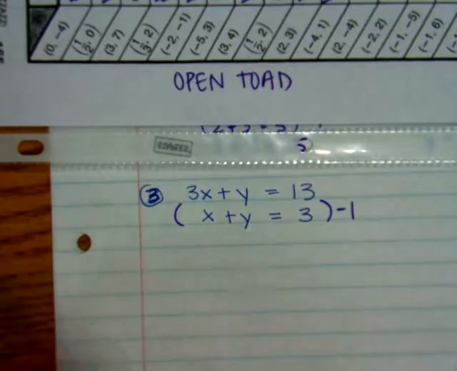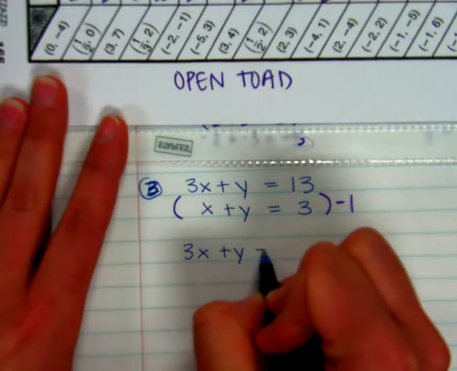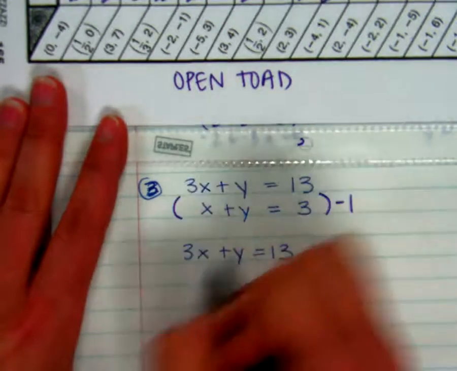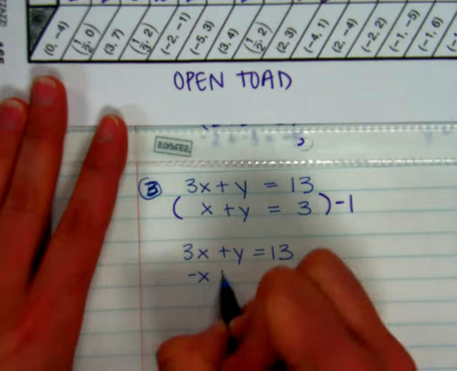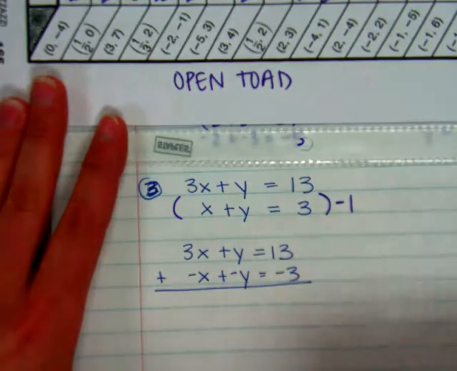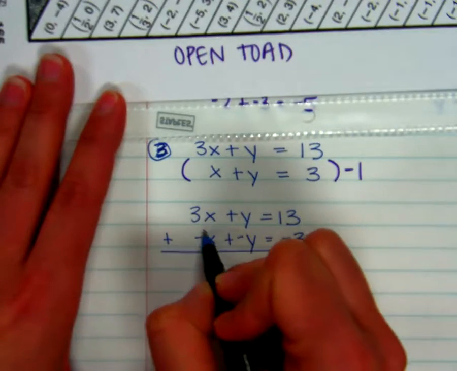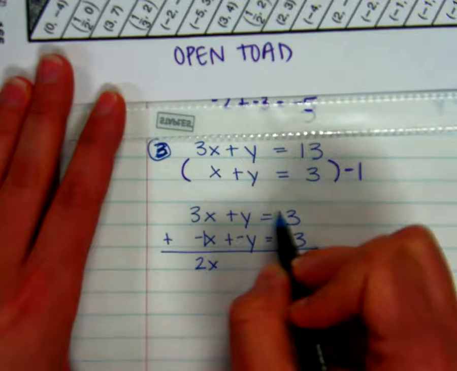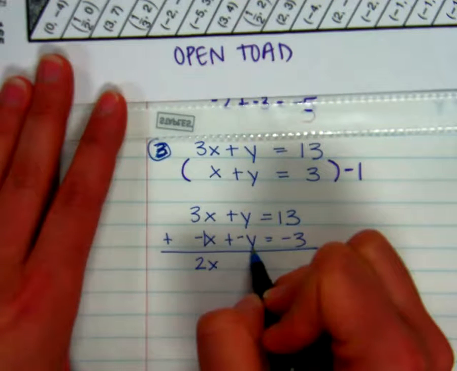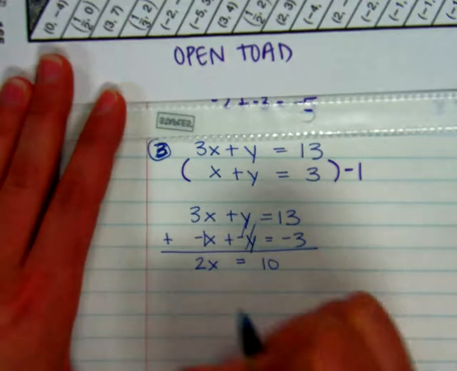So I'm going to come rewrite this. So I have 3x plus y equals 13. Then I have negative x plus negative y equals negative 3. I'm going to add my two equations together again. 3x plus negative 1x is 2x. Y plus negative y, whoop, they cancel, equals 13 plus negative 3 or 10.